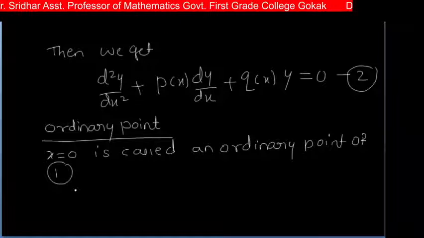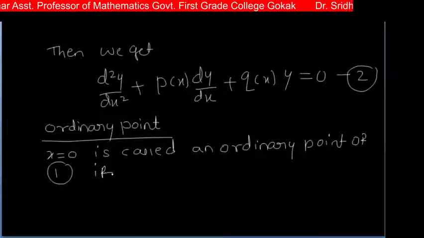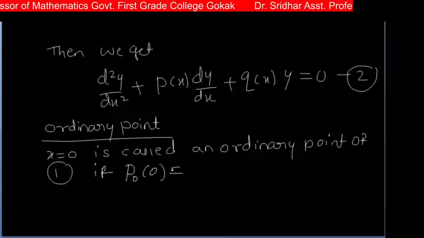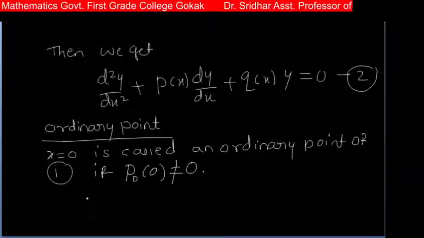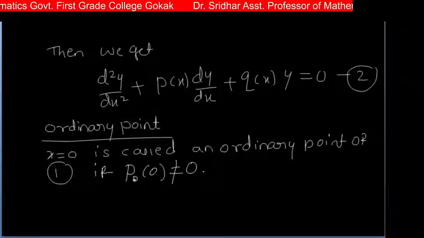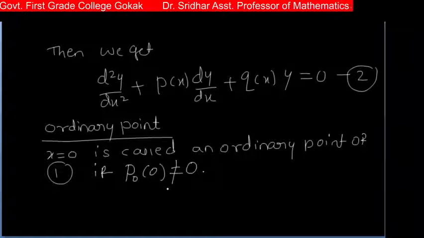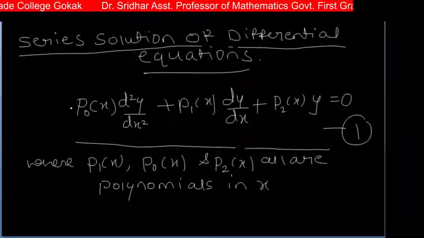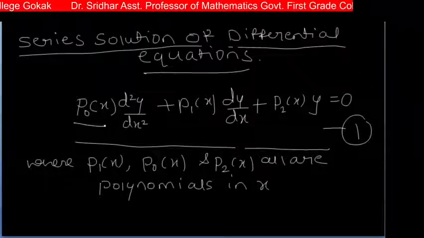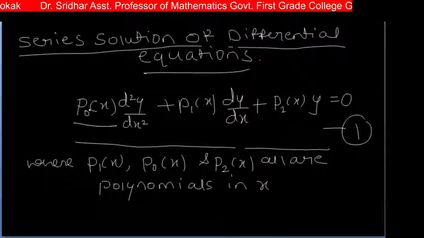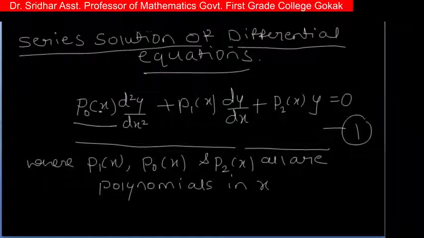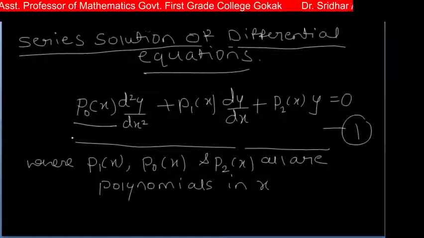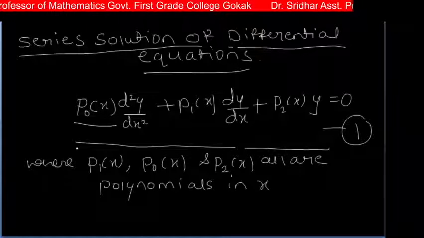Okay, if P0 of 0 should not be equal to 0. So P0 of 0 is not equal to 0. Here, this is P0 of x. Suppose in this, if you substitute x equal to 0, then its value should not be equal to 0. That is the meaning of that sentence, correct?